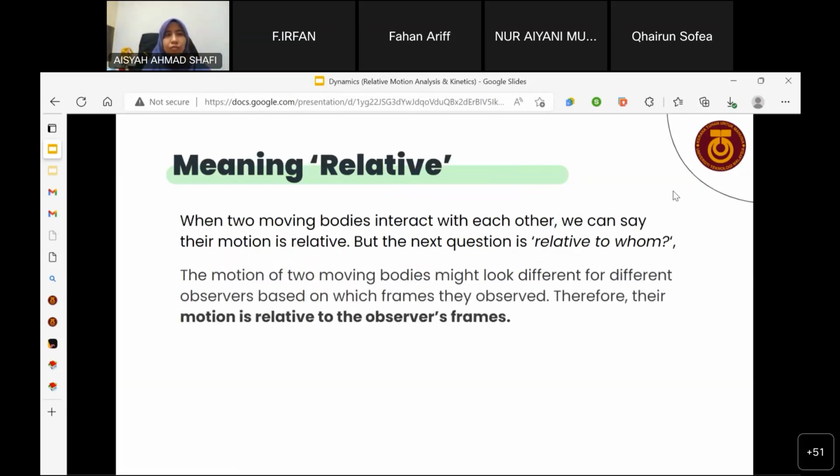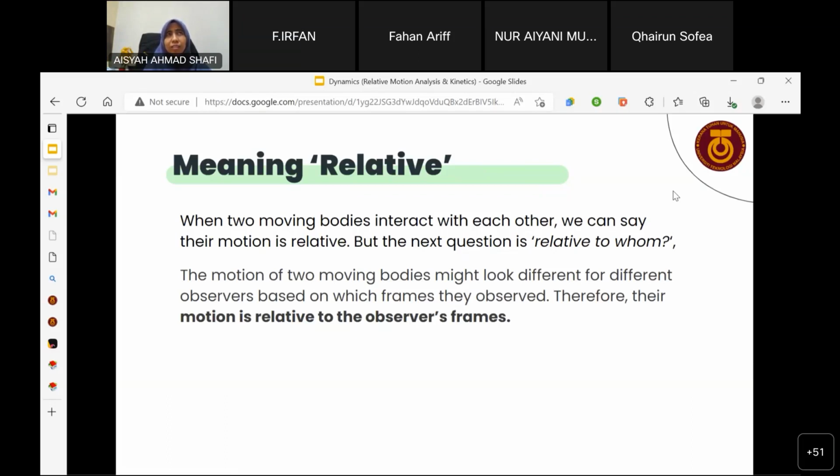Okay, relative is when two moving bodies interact with each other, then we can say their motion is relative. Relative means compared to each other. Okay, relative to whom? The motion of two moving bodies might look different for different observers based on which frame they observe.